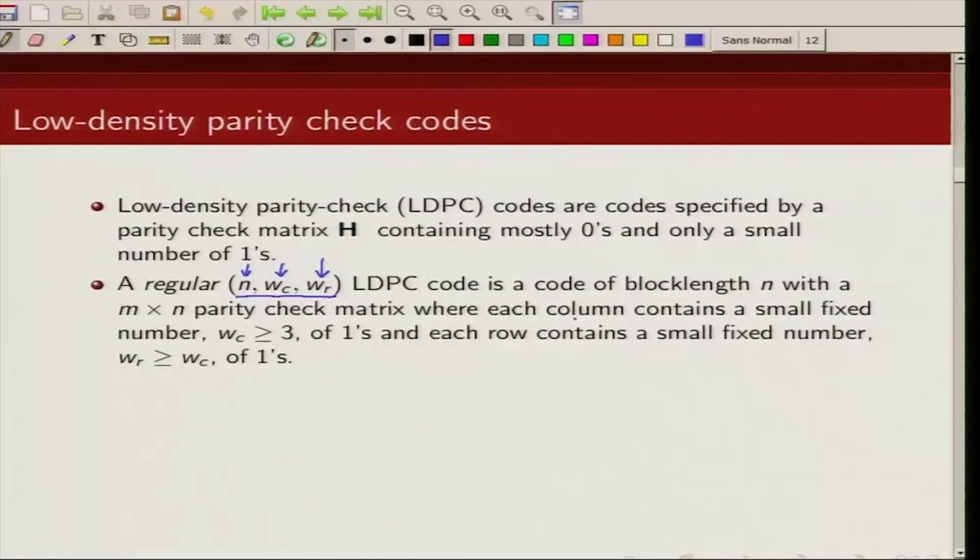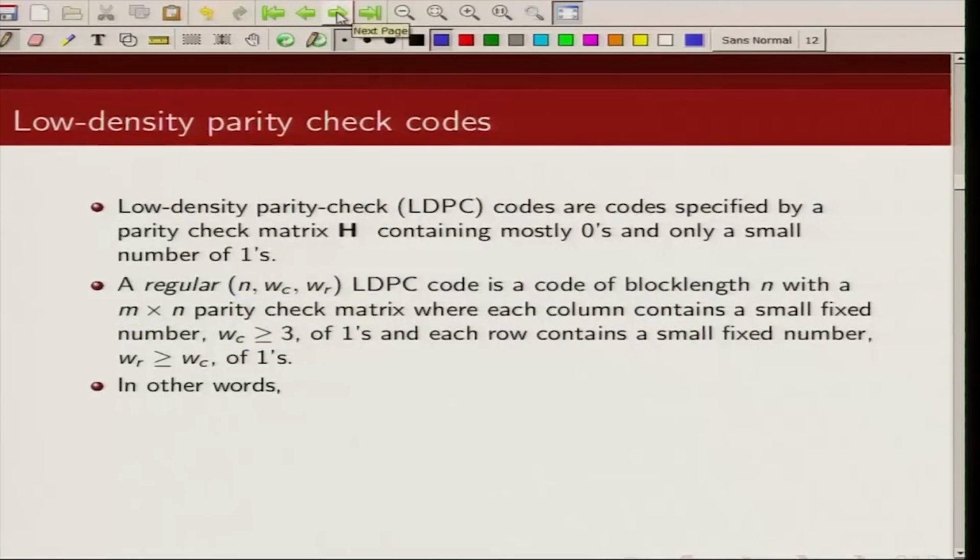So, we can describe it by a low density parity check matrix of size M cross n, where each column has a fixed number of ones, W_C, and that has to be greater than or equal to 3. This has to do with the distance properties of LDPC codes. Each row has W_R ones, where W_R is greater than or equal to W_C.